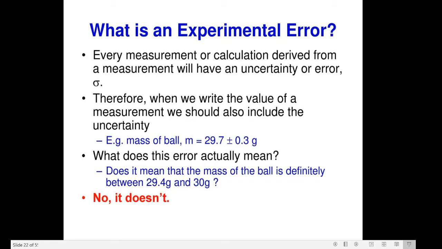Here is how to handle the experimental error values. We have different experimental error values. They mention that a calculation derived from a measurement will have an uncertainty error, called the sigma value. Therefore, when we write a value, we should include the uncertainty, that is the plus or minus value. In any experiment, or if you read any scientific paper, they mention the plus or minus value. That is the uncertainty value.